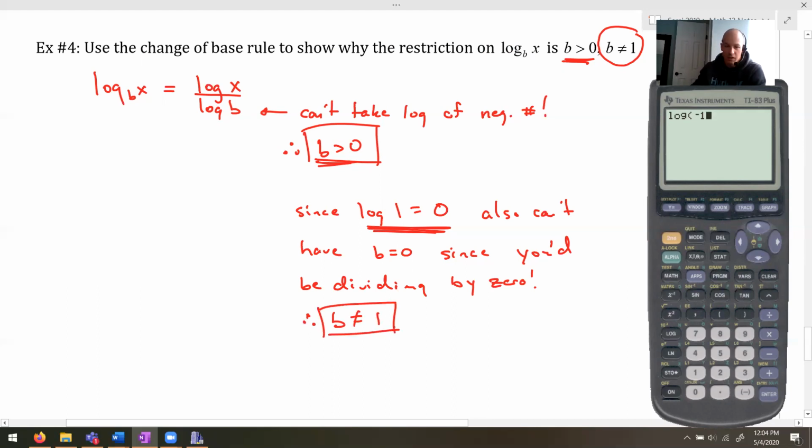Cool. Okay. Anyway, that was just a fun little thing right there. I think that's about it. Now, this change of base rule can come in a lot of different forms. This can help us prove all sorts of stuff. But for now, that's enough.